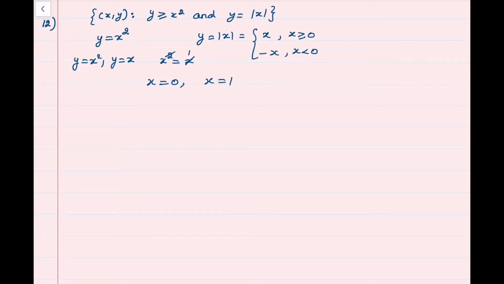X is equal to 0, x is equal to 1. Therefore, the corresponding y values are 0 and 1. The points of intersection are 0, 0, 1, 1.